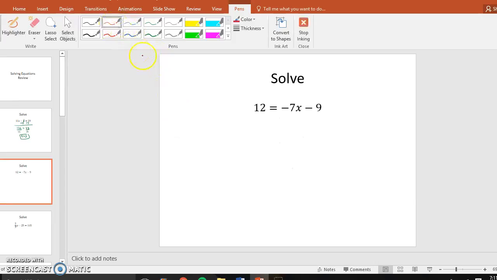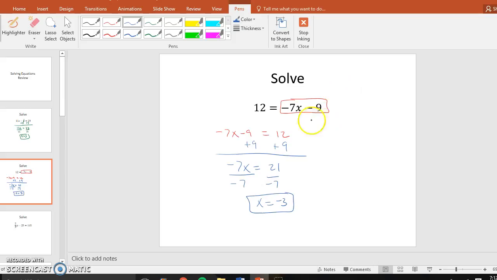The next example. This one, some of us will like to copy the right side to the left and then the left side to the right because it's sometimes easier just to solve when the variable's on the left. So what would we do? We can add 9 to both sides. Negative 7x equals 21. Divide by negative 7. x is equal to negative 3. I could also add 9 like such and go from there. But sometimes it's easier just to get rid of it on the left.